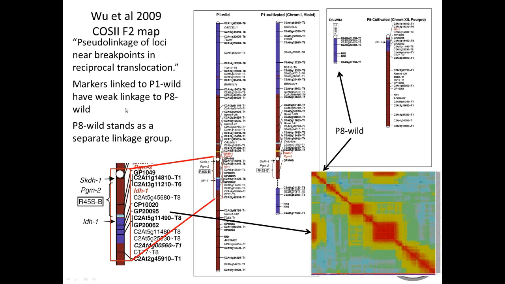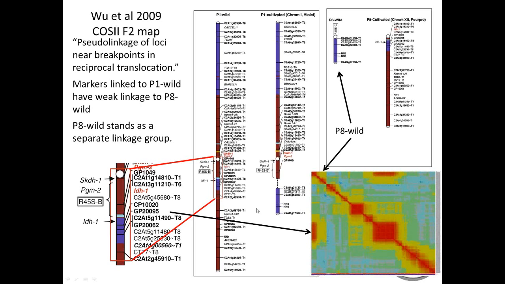What a translocation does is basically give you false or pseudo-linkage, and this was elegantly shown in a Pepper map created by Wu et al. out of the Cornell group a few years ago, in 2009. And so they identified this with a relatively, what's the word, not an ultra-dense genetic map, but it really captured the translocation nicely.